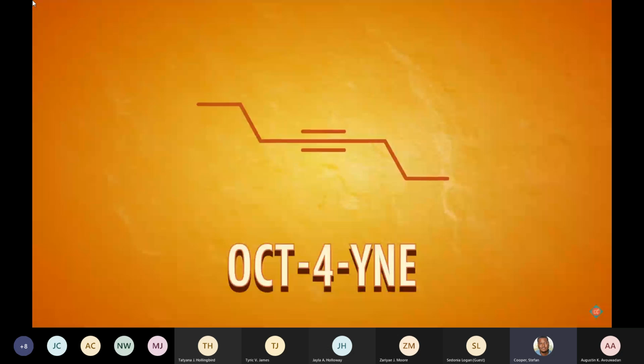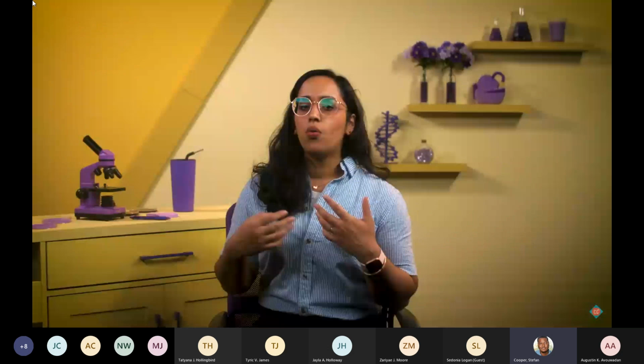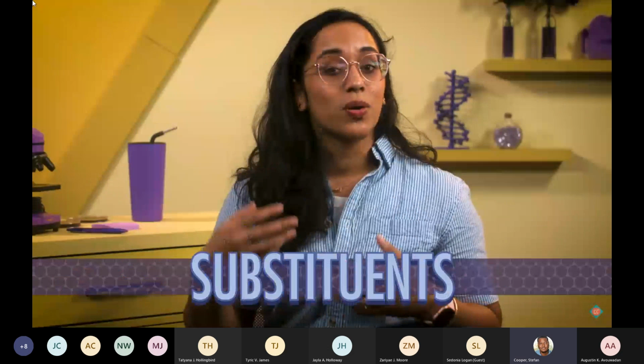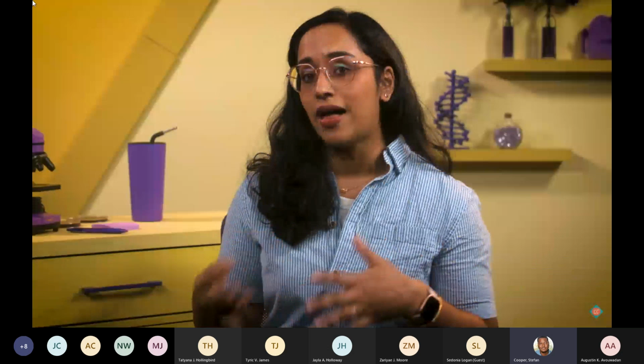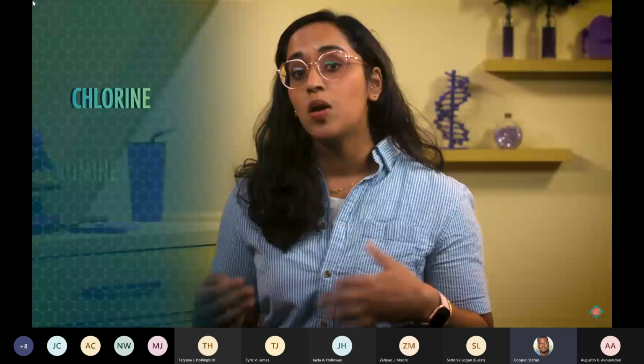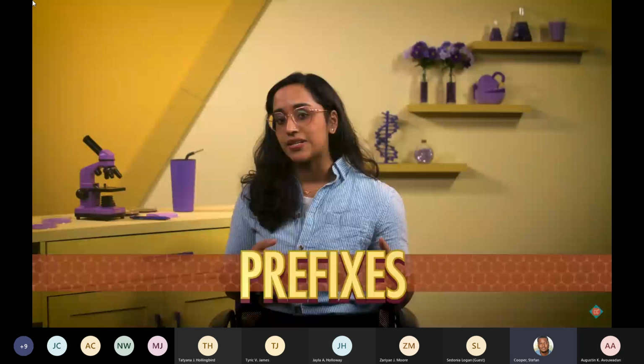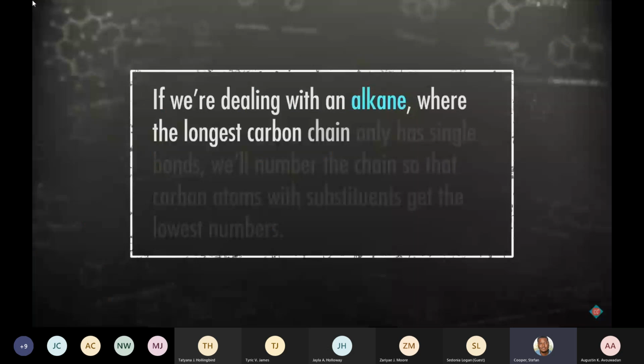To finish the IUPAC rules, once we have a root name and suffix, we might be done if the molecule doesn't have anything fancy going on. But frequently, organic molecules have substituents, where plain old hydrogens on a carbon chain can be replaced by other carbon chains or halogen atoms like chlorine, bromine, and iodine, for example. We communicate where substituents are by adding prefixes before the root name. Plus, just like we had to count carbons for alkenes and alkynes, we need to communicate where every substituent has done its substituting. If we're dealing with an alkane where the longest carbon chain only has single bonds, we'll number the chains so that the carbon atoms with the substituents get the lowest numbers.